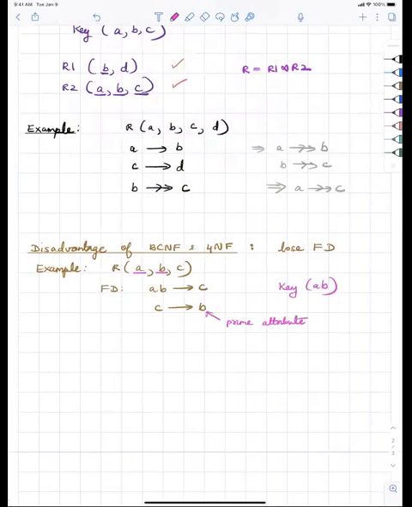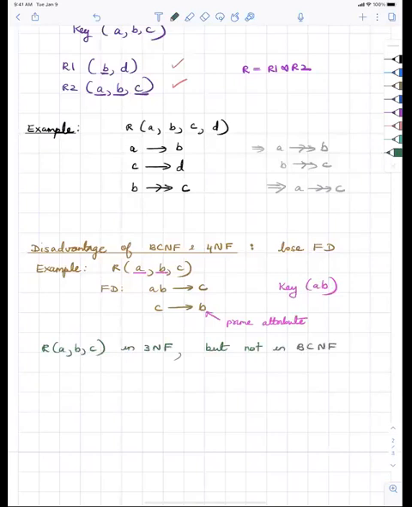Because of that, you could leave the table as R(ABC), because it's in third normal form, but it's not in Boyce-Codd normal form.